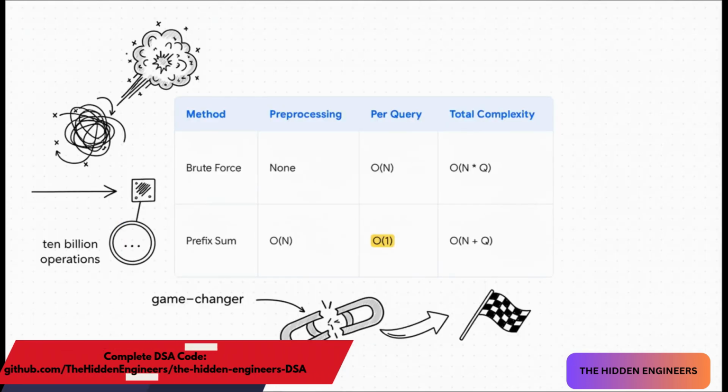So let's just put these two methods side by side. The difference is staggering. Brute force has 0 prep time, but each query is slow, O of n, giving us that disastrous O of n times q complexity. Our prefix sum method has a tiny one-time O of n cost upfront, but then every single query is O of 1, instant. So our total is O of n plus q. For our big problem, that's the difference between 10 billion operations and maybe 200,000. It's a complete game changer.